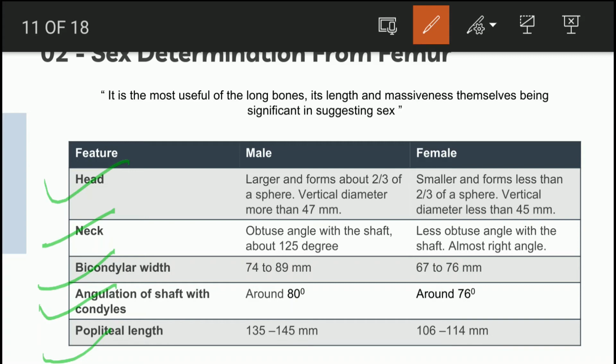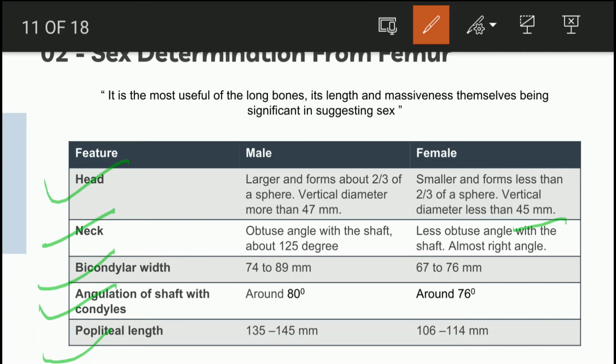Now the head is larger in male and forms about two thirds of a sphere, with vertical diameter more than 47 mm. In female it is smaller and forms less than two thirds of a sphere, with vertical diameter less than 45. Now the neck in the male makes an obtuse angle with the shaft, about 125 degrees, and in female it makes a less obtuse angle with the shaft, almost a right angle.